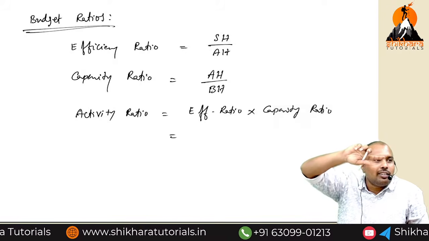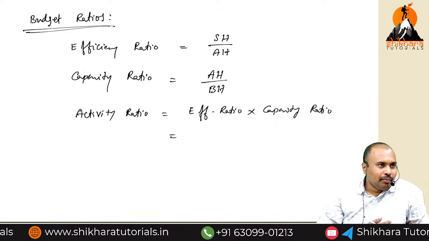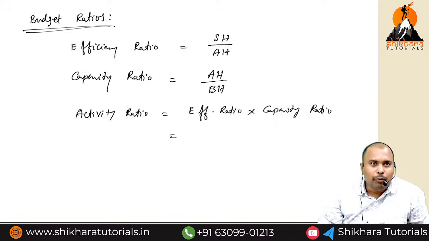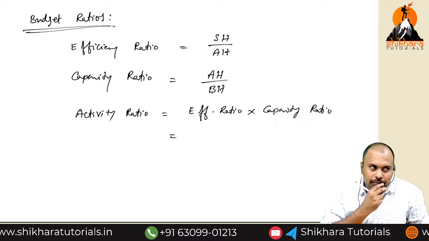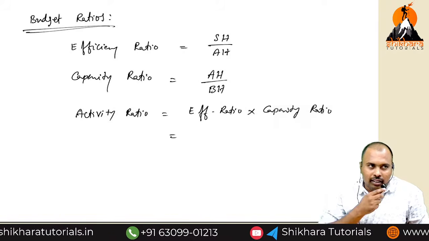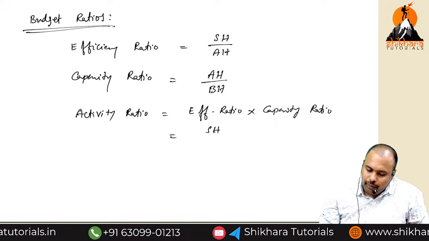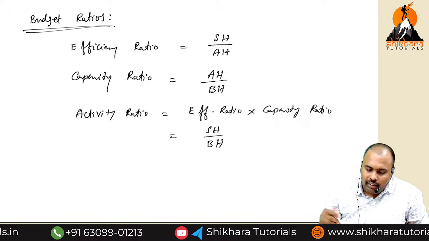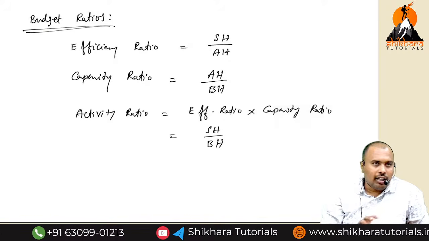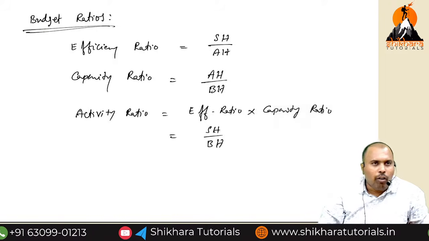Volume also what? SOH by BOH. In SOH and BOH, both rate is same. The rates cancel, then it has to be SH by BH. That's what the formula is. SH by BH, or multiply these two things. AH gets cancelled, SH by BH, or at least from volume activities, in the sense how much work we did. That's nothing but volume variance.